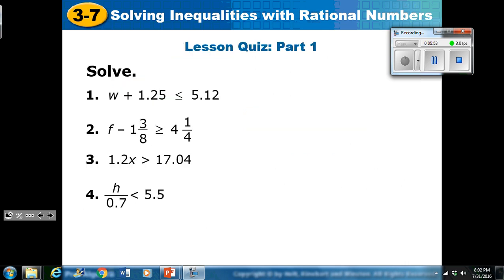Here are a few more problems if you want to try them on your own. Pause and come back for the answers.